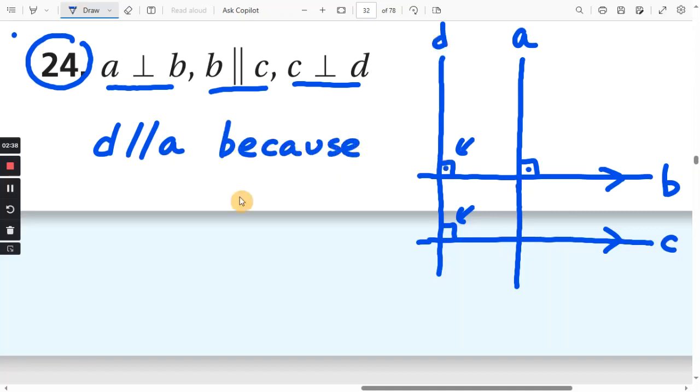because D is perpendicular to B. Let me write that better. D is perpendicular to B, and A is perpendicular to B. All right, since they are both perpendicular to line B, they're going to be parallel to each other. So that's it.